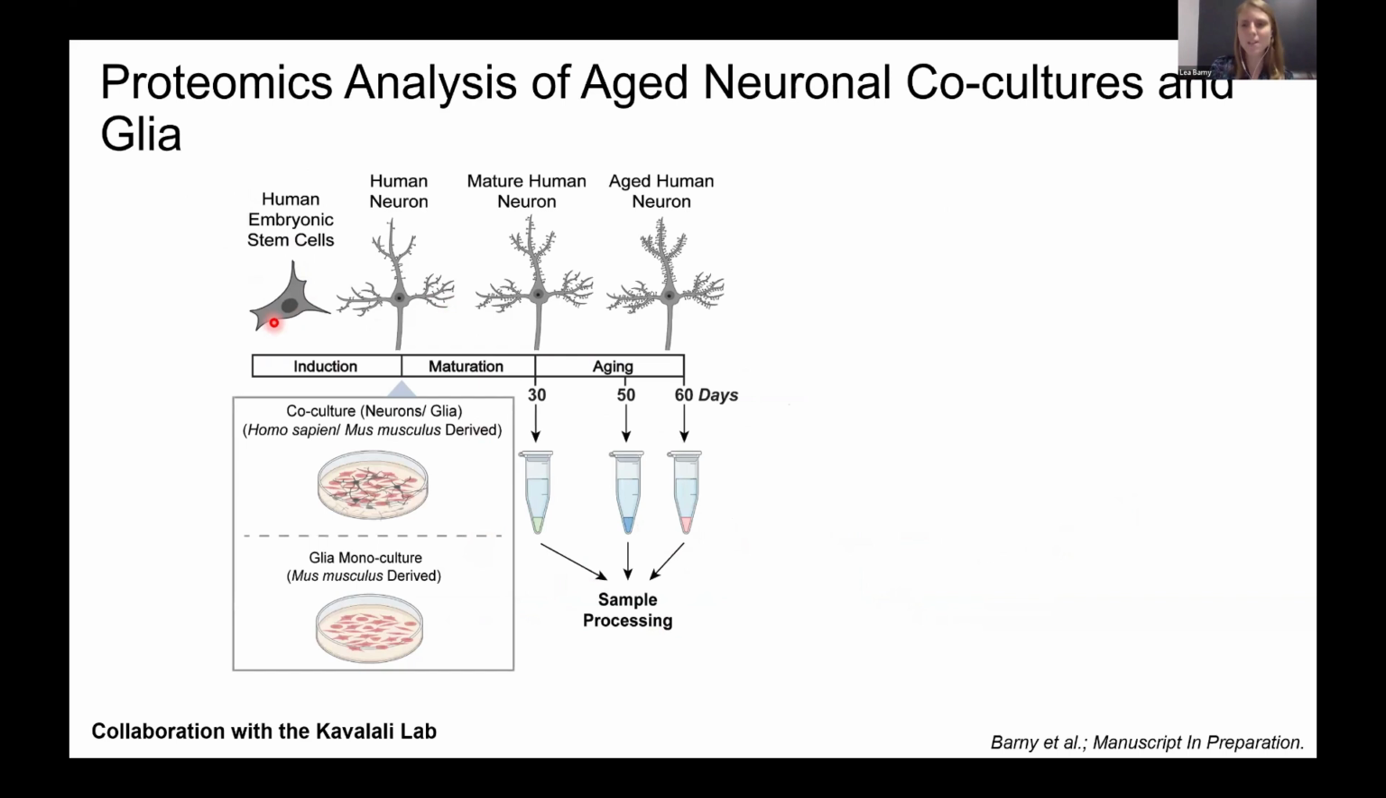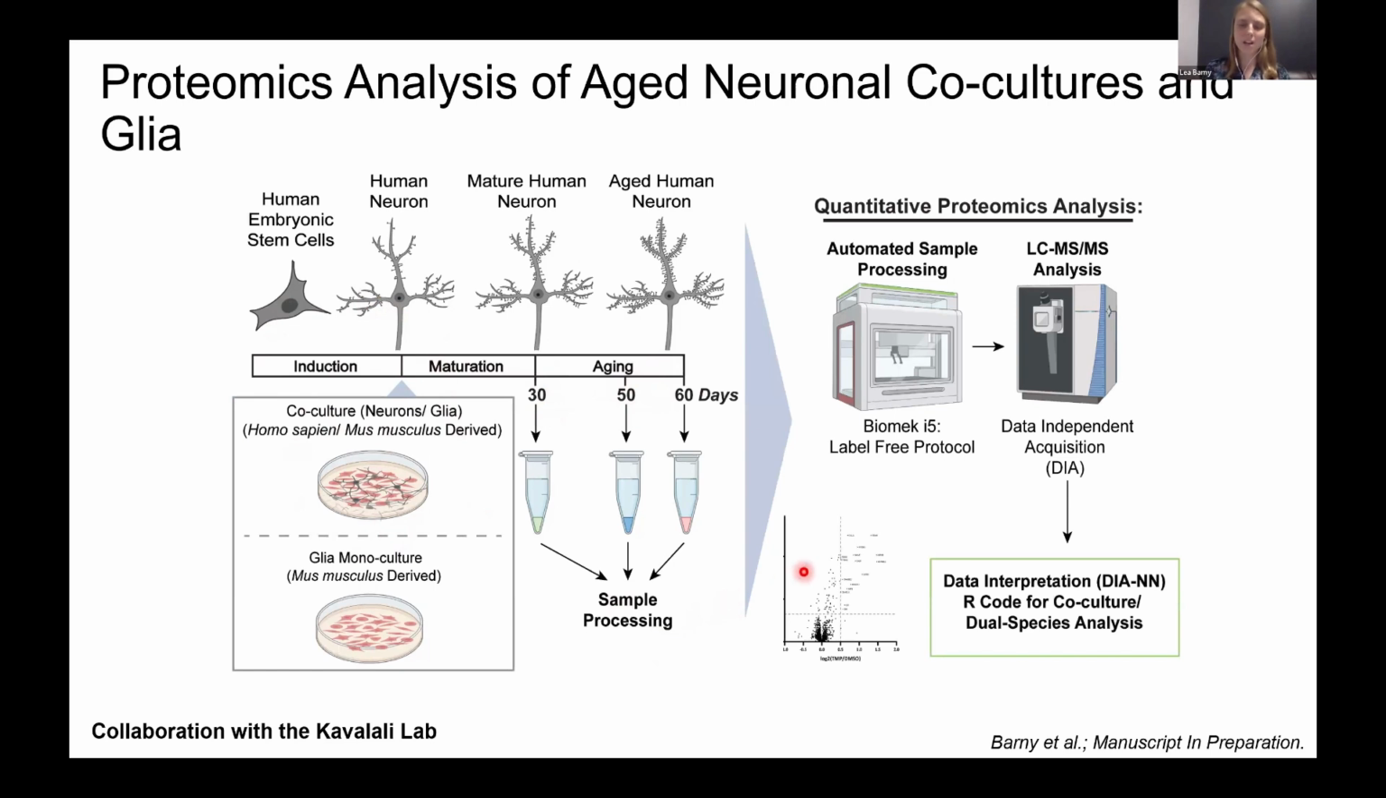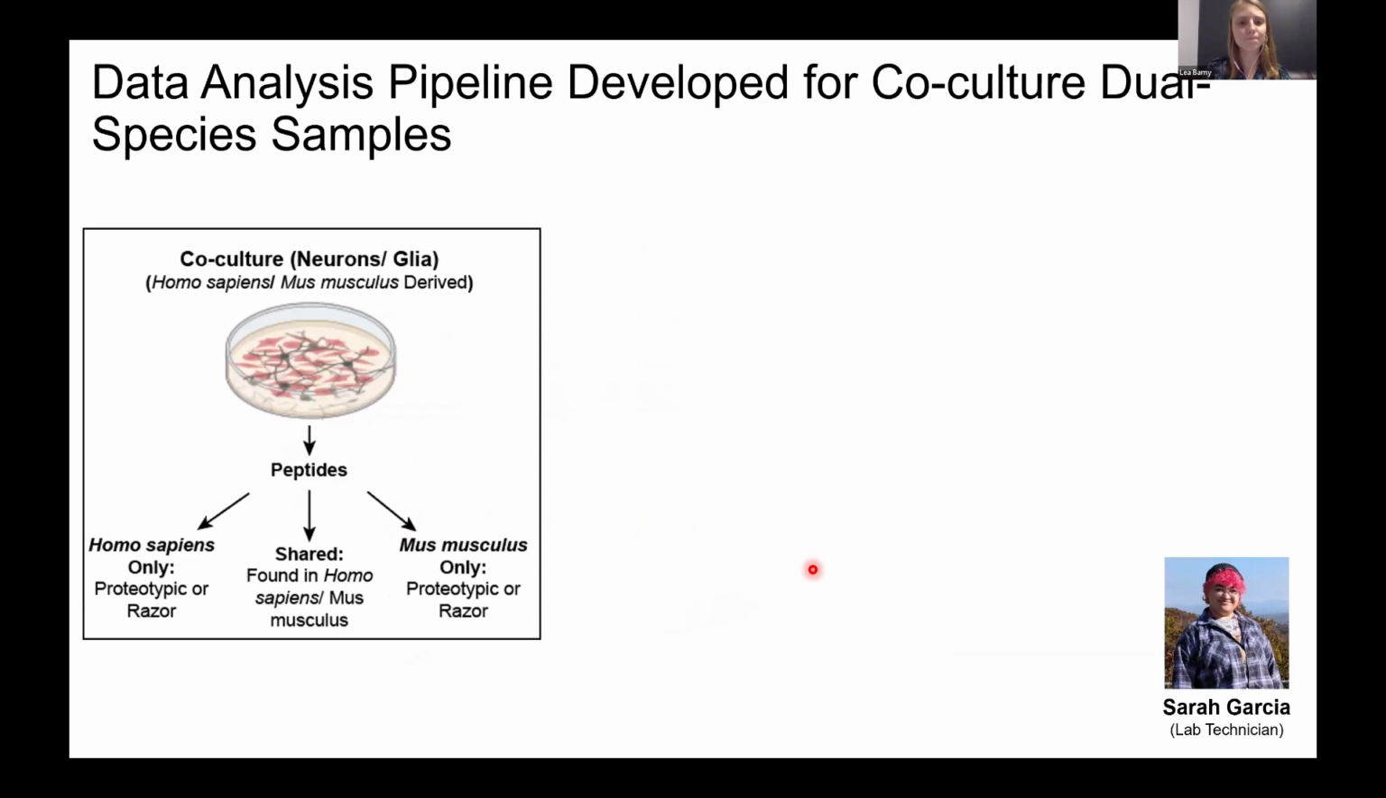It's human embryonic stem cells, which are induced to cortical human neurons. These neurons are then grown in culture on a bed of glia. So those are 3 different cell types in the glia. They are then matured. The 30-day time point is considered when these cells have matured, and then they're aged out to 50 and 60 days. These samples are then collected for processing and undergo our standard quantitative proteomics workflow for DIA.